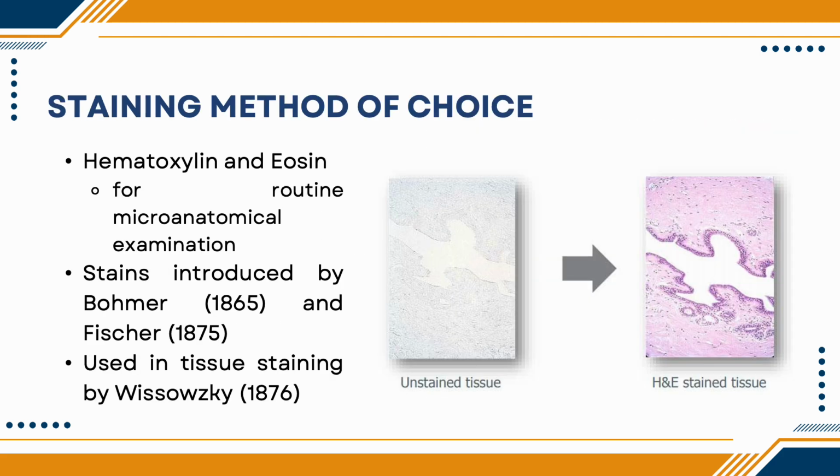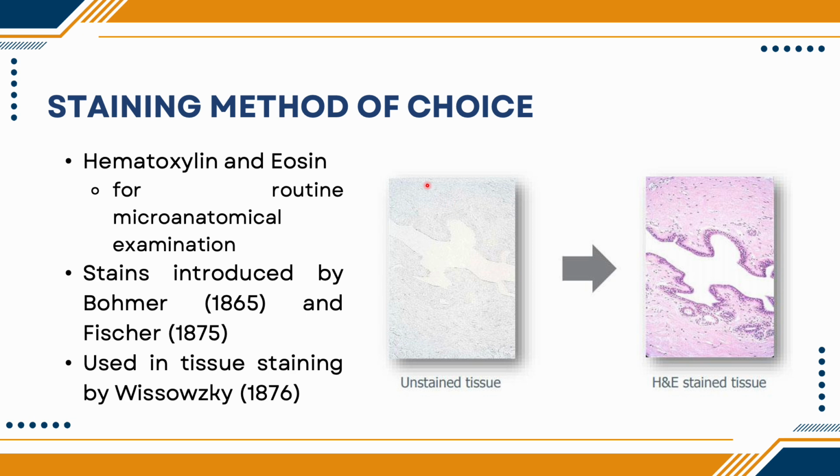The staining method of choice for routine histopathologic specimen is hematoxylin and eosin. It is used for routine microanatomical examination, of which the stains were introduced by Boehmer in 1865 and Fischer in 1875. It was then often used in tissue staining by Wissowzky in 1876.